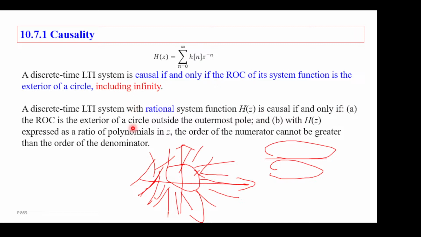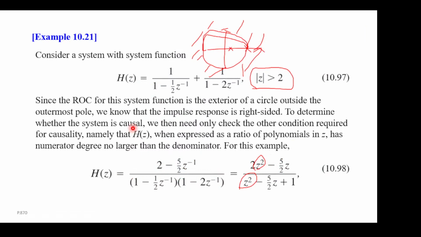Okay, any question? Okay, if not, then let's see an example. We have this system function H of z, written very nicely already in partial fractions. We have a pole at 1/2 and a pole at 2, and we are taking the ROC z bigger than 2. So we see that we are taking the ROC being the almost ROC, so we know this is a right-sided function.